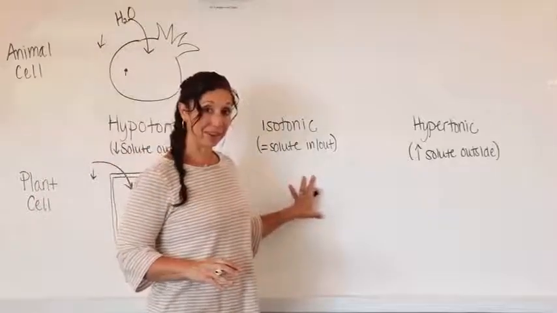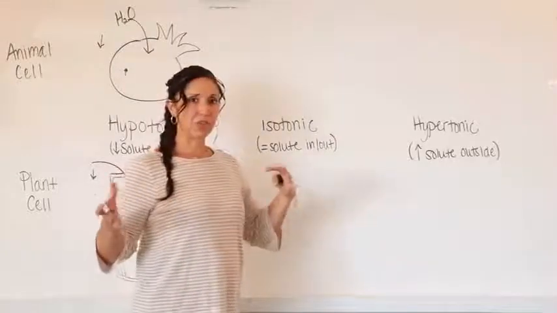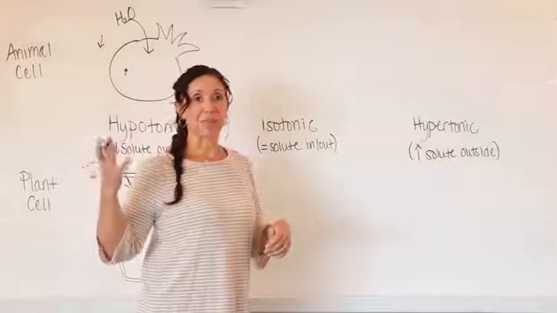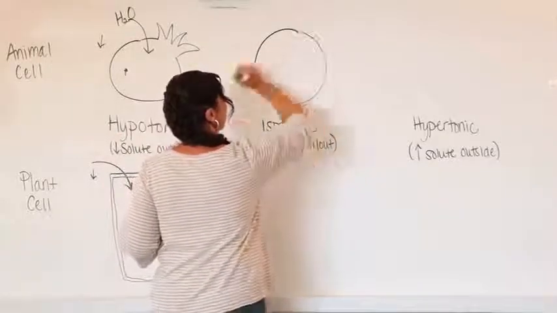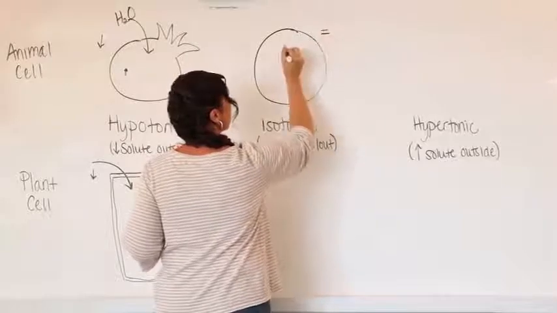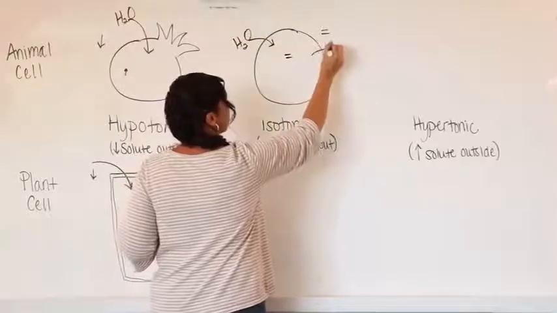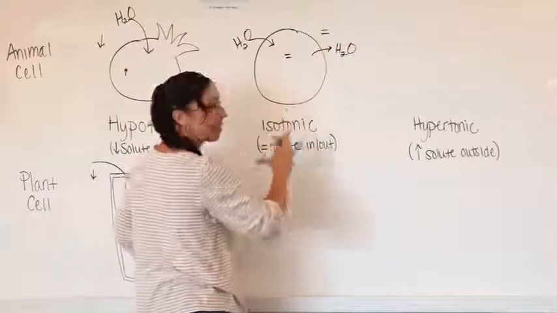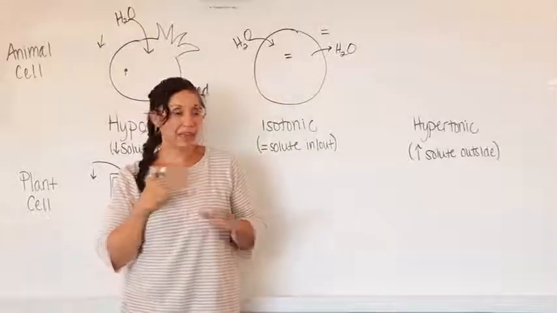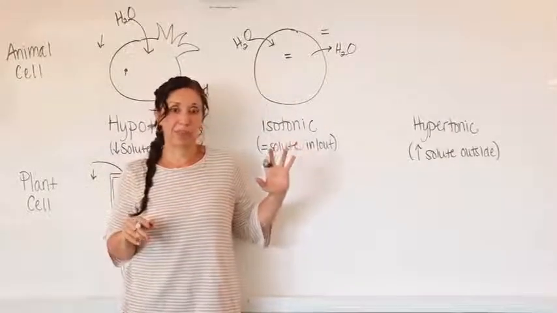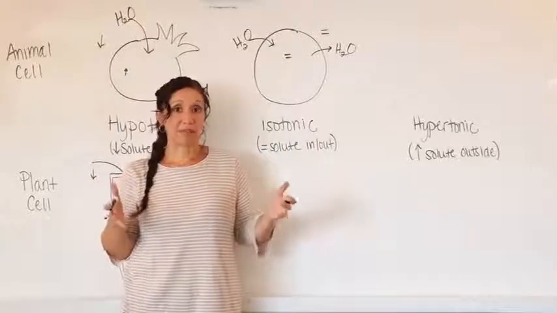Now let's move on to isotonic. Remember, iso means equal. So that means you have equal solute concentration on the outside of the cell compared to the inside of the cell. So if I'm a lovely little red blood cell again, that means it's equal on the outside, equal on the inside. I have water going in, and I have just as much water going out. That is a happy place for our animal cells to be. Our animal cells don't like to be in anything besides isotonic. When we get out of our isotonic range, bad things can happen.